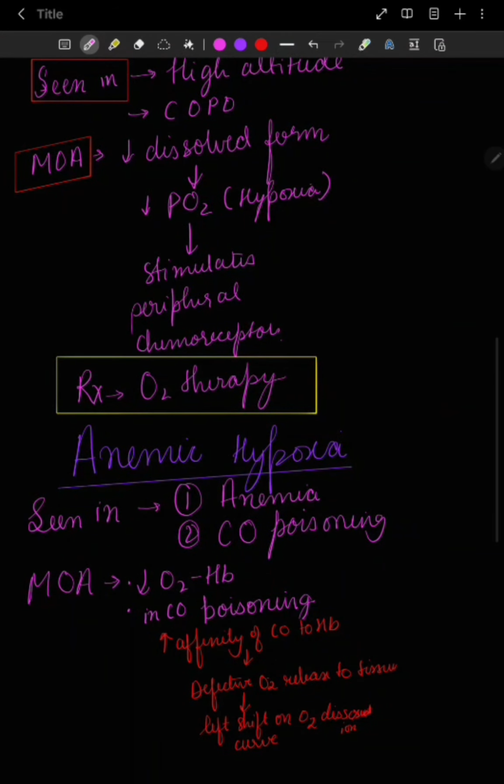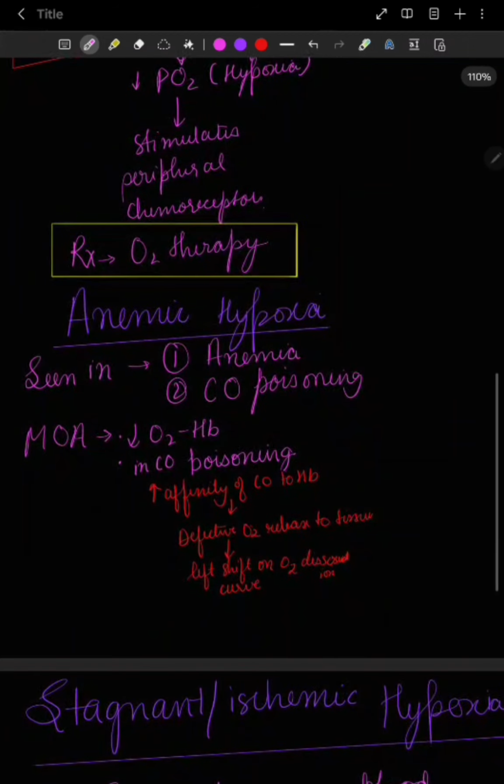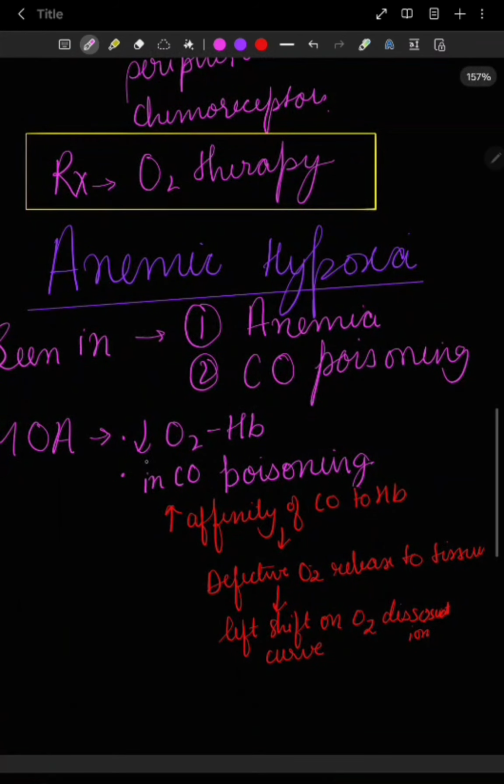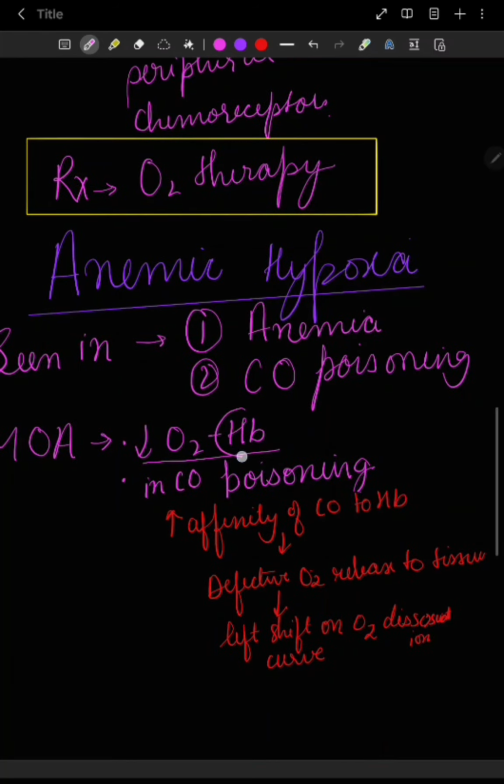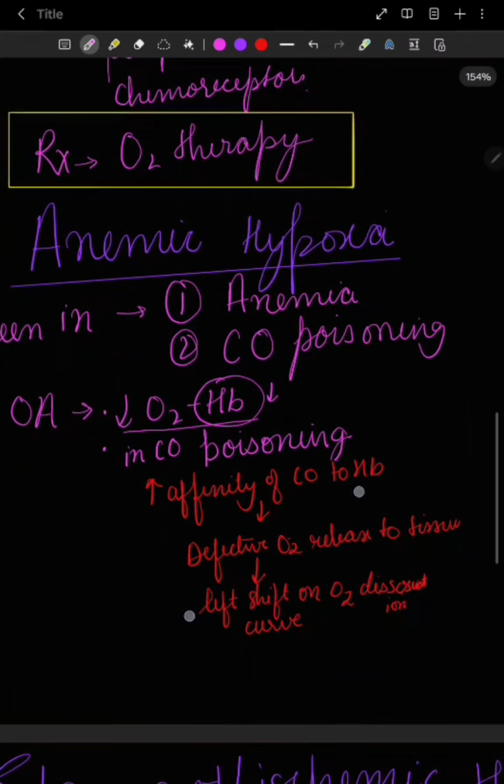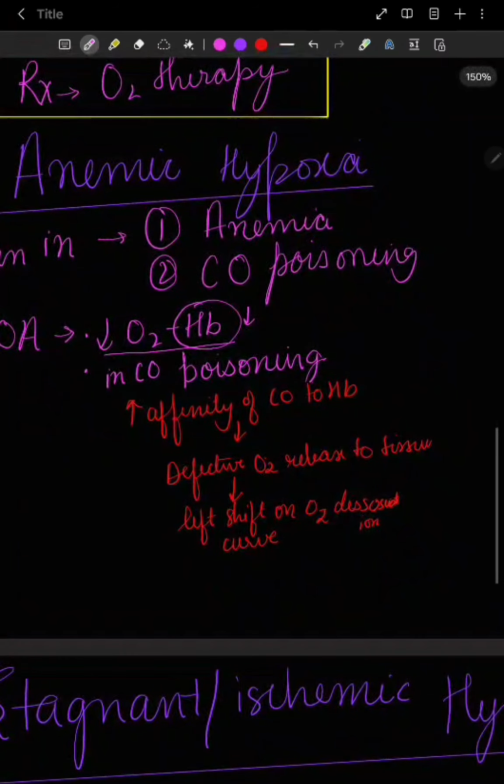The next hypoxia that we are going to study is anemic hypoxia. Anemic, the name itself says about it. Anemic means the patient has less hemoglobin. So it is seen in patients who are anemic, or patients who have undergone carbon monoxide poisoning. What is the mechanism of action here? First, it can occur due to decreased oxygen combined with hemoglobin, because in anemia the hemoglobin itself is low. So how is oxygen going to be at higher levels in our body when hemoglobin itself is low?